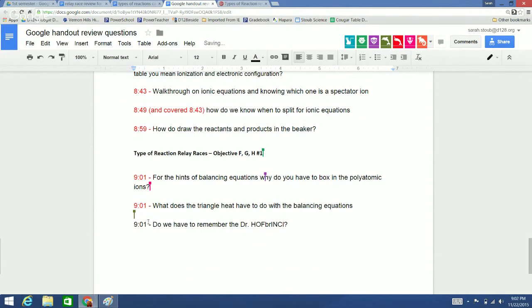You have to remember Dr. Hofbrinkel. Yes, you're going to have to know Dr. Hofbrinkel. If you want to pick a different mnemonic device, go for it, but you do need to know the diatomic molecules, and those are the atoms that form diatomic molecules.